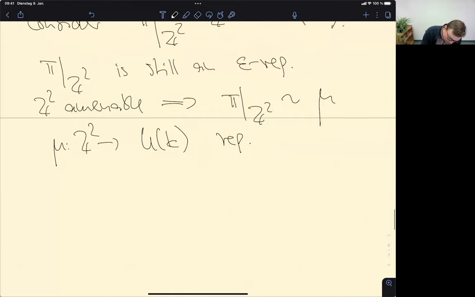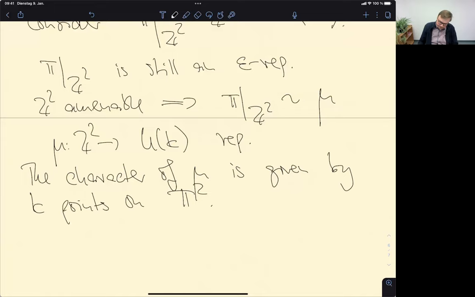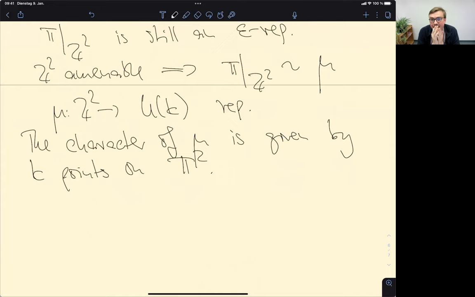So the character of mu is given by k points on the two-dimensional torus. And if you would have started with an actual representation of SL3Z, then these k points would have to be very specific, because these k points as a set with multiplicities is actually invariant under the action of SL2Z, right?